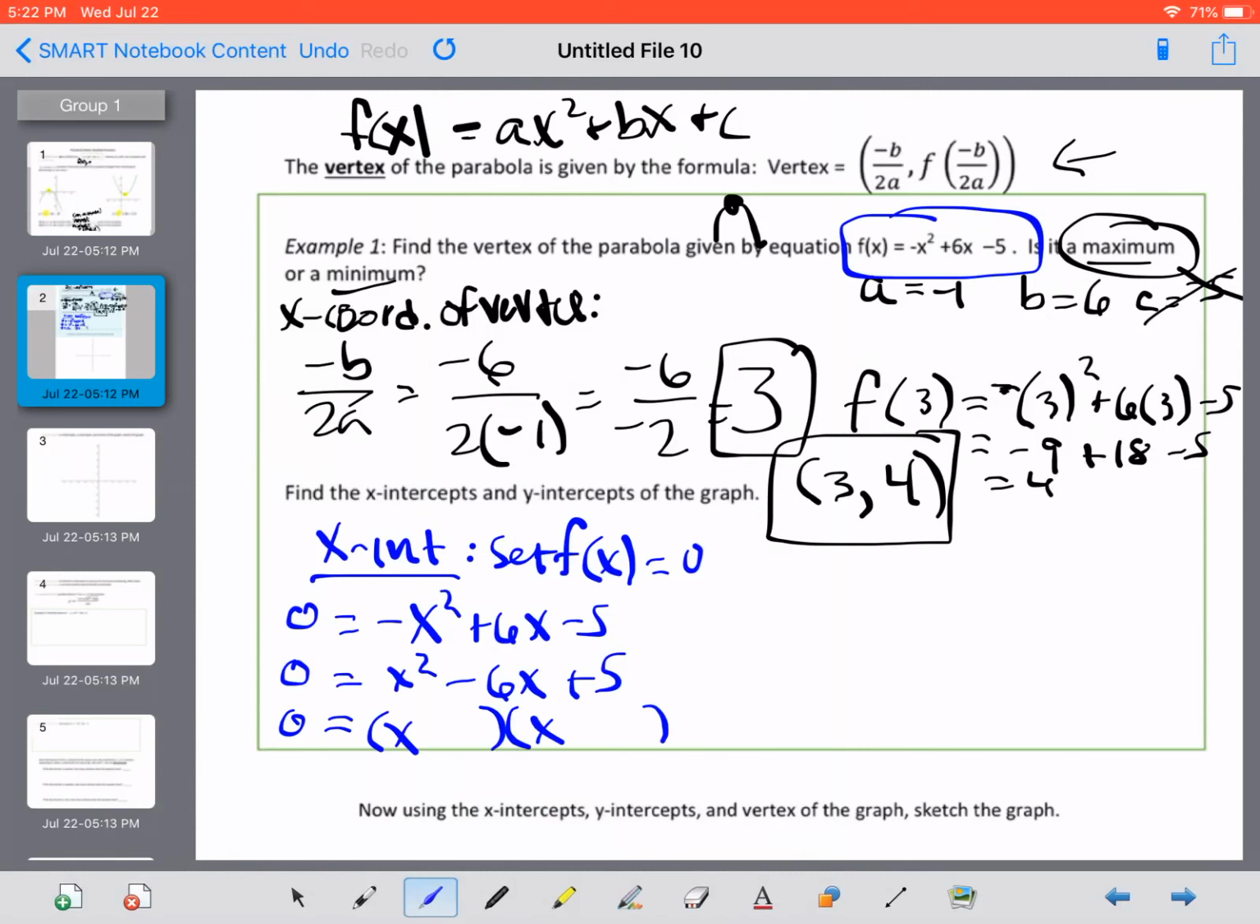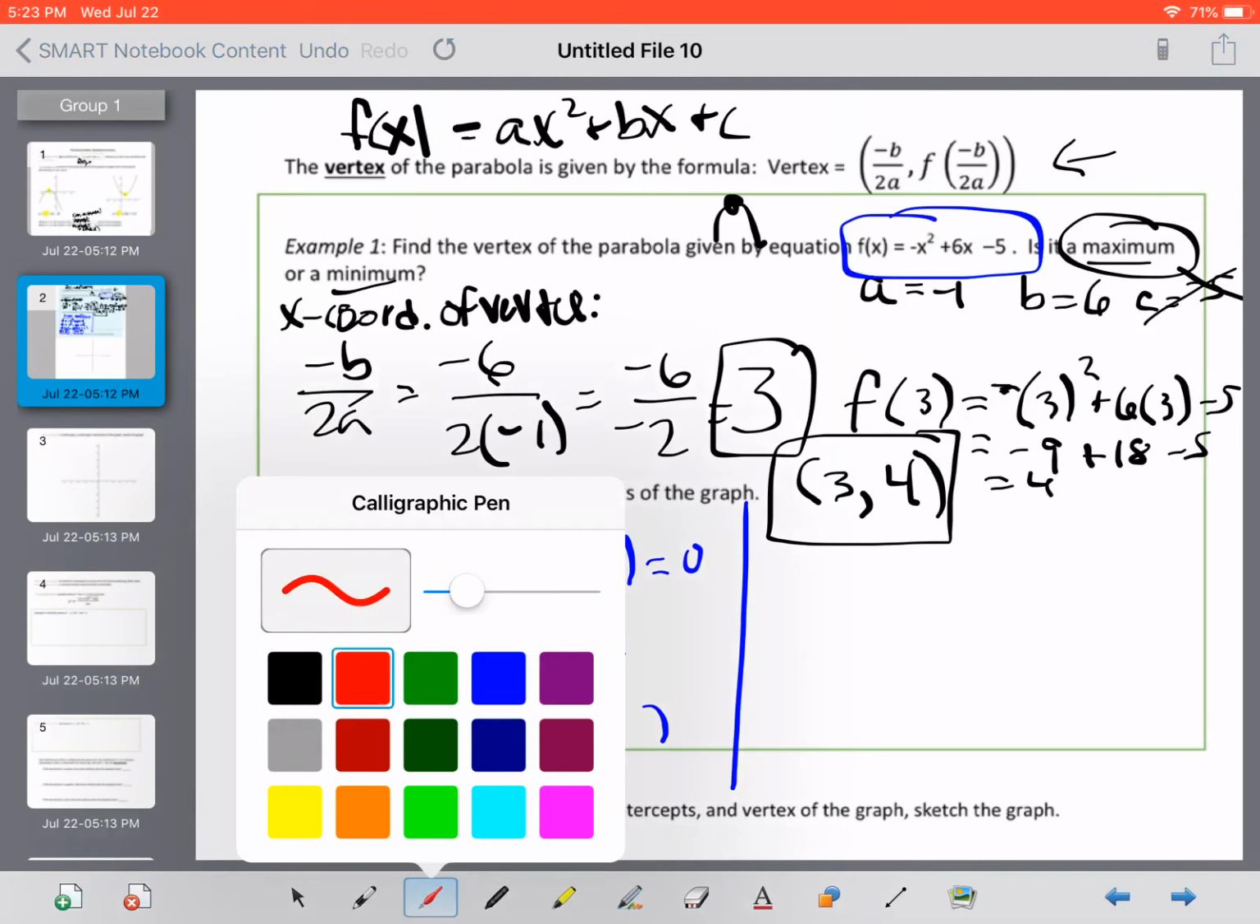I need two terms that multiply to positive 5 and add up to negative 6. The only ones that would work would be negative 5 and negative 1. Alright, so setting each one of those equal to 0 gives me an x-intercept at x equals 5 and at x equals 1. Okay, so that's going to help us in graphing as well now that we know that we have x-intercepts at (5, 0) and (1, 0).